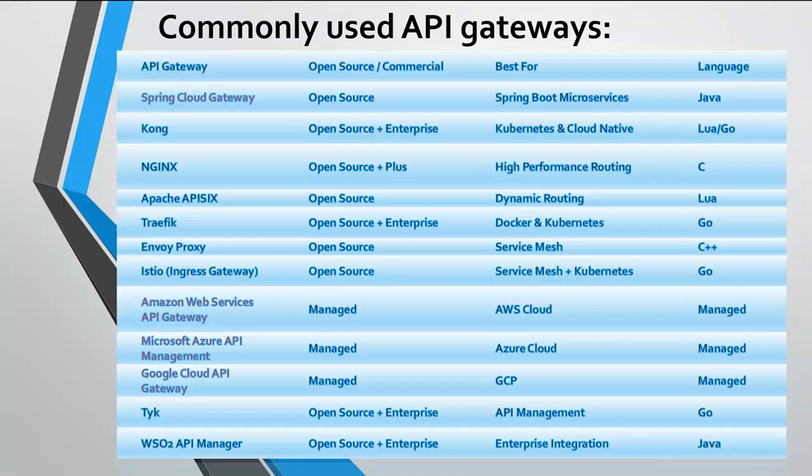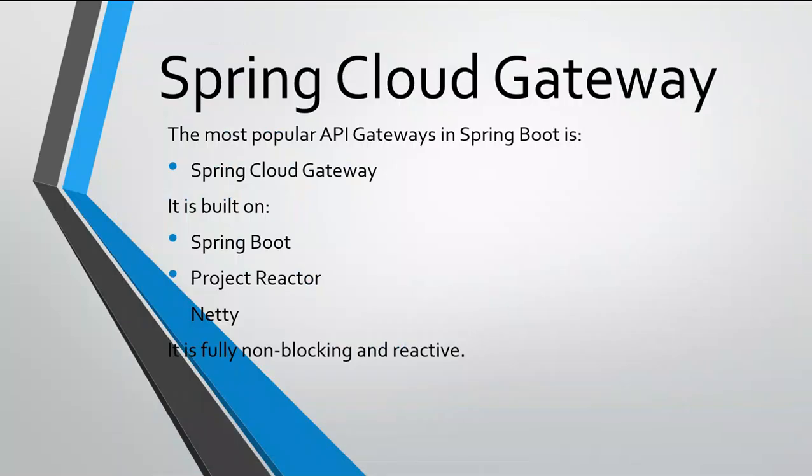So these are the commonly used API gateways, and we have details here, like the language each API gateway uses. Those are also mentioned, along with whether they are commercial or open source. Managed means, for example, if we use Amazon Web Services API Gateway, that is fully managed by AWS, and those are not open source. Okay, then we'll go to the next slide.